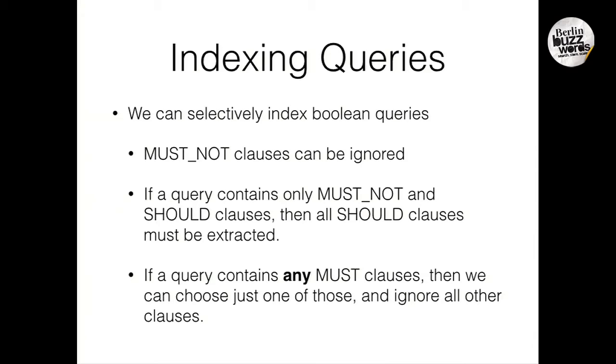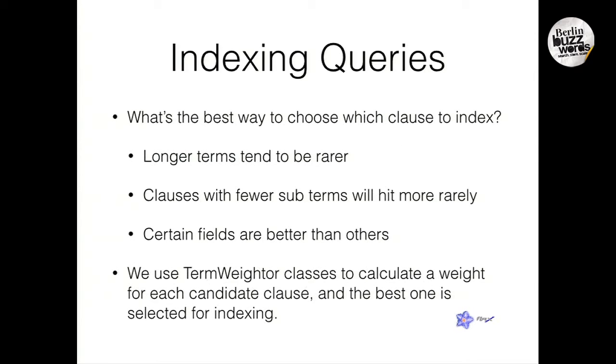If it's a disjunction, if it's just got should and must not queries, then you do have to index all the various subclauses, all the should clauses. But if there are any must clauses in there, if it's a conjunction of any kind, then you can ignore everything else, and you can say, all right, I just need to index one of those conjunction terms. Because every single one of these terms has to be present in a document for it to actually get a hit when you run a query over it, you can say, okay, I only need one. Which means that we have a bit of leeway in how we decide which of these terms to index.